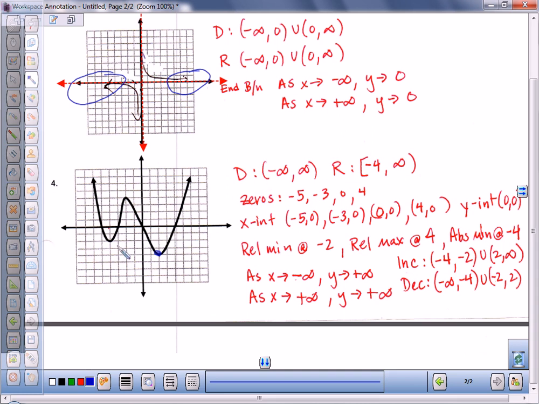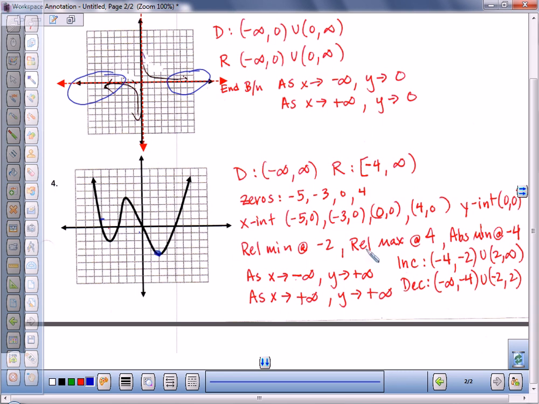Zeros. Where does it cross the x-axis? It's where the function has a value of 0. That's why we call it a zero. Well, the zeros occur when x equals -5 or -3 or 0 or 4. That's where our zeros occur, at x equals those values. Well, those are also my x-intercepts. So I would take all those and write them as ordered pairs. And my y-intercept is the point (0, 0). Any questions on domain, range, zeros, or intercepts? Okay, now let's slowly talk about the next one.